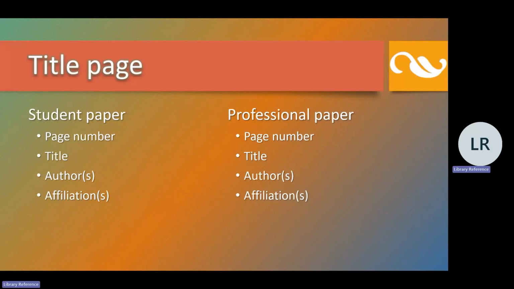Now, let's see what different elements each one has. So a student paper title page will also include the course code and title, the name of the instructor to whom the paper is submitted, and the date when the paper is due. The professional paper title page, on the other hand, will additionally include the running head that we just talked about in the previous slide, as well as something called an author note, which actually is a section that provides additional information about the author.